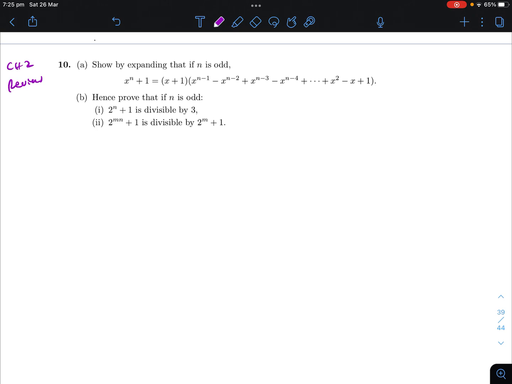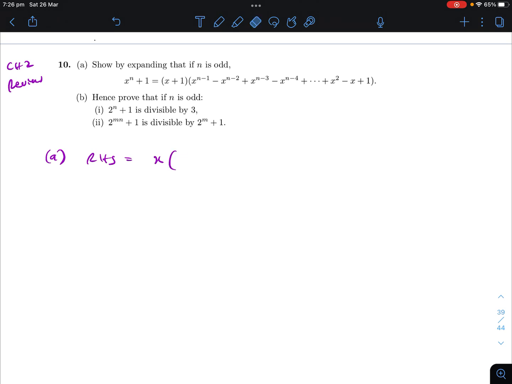Okay, so in the proof chapter of Extension 2, here we are with Chapter 2 review, question 10. Show by expanding that if n is odd, this particular expansion holds. Given that n is odd, n minus 1 obviously is even, so if we take the right-hand side, we've got x times x to the n.